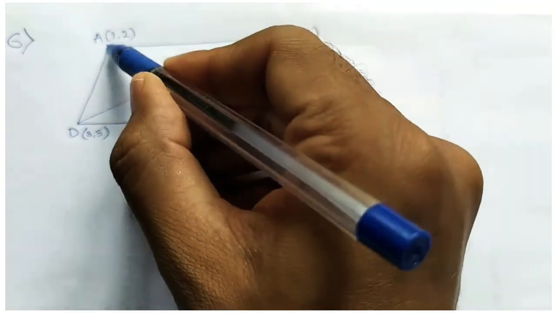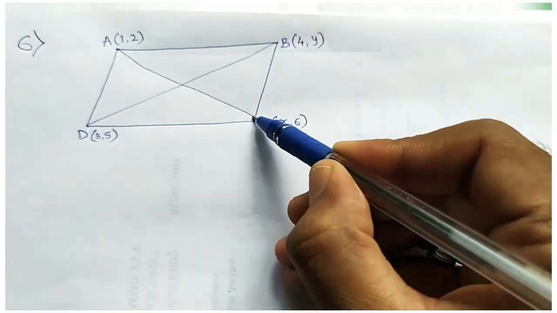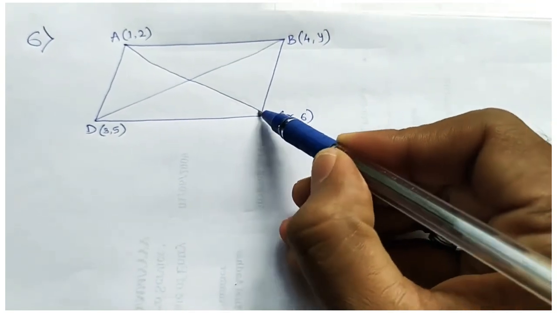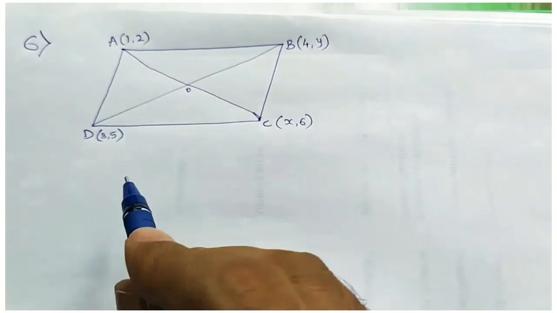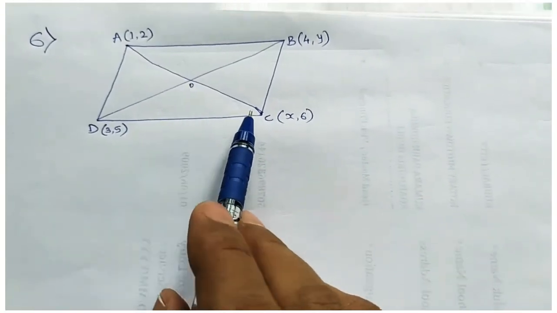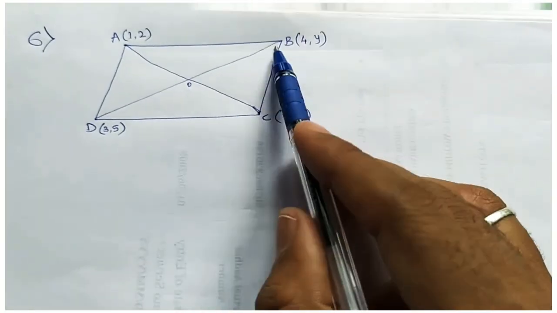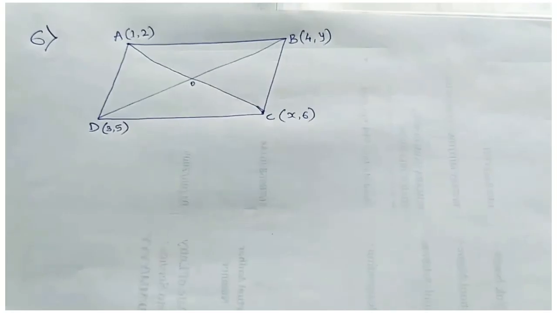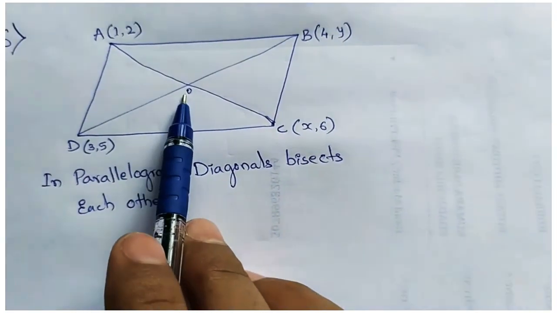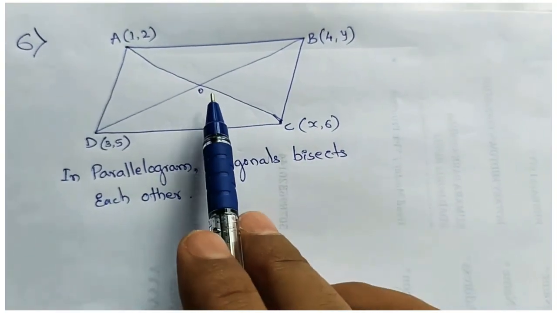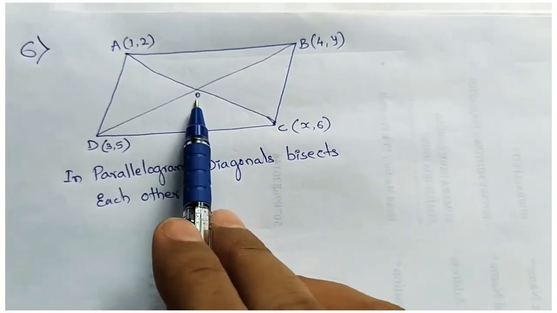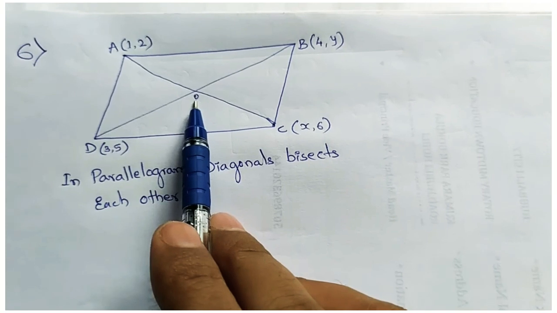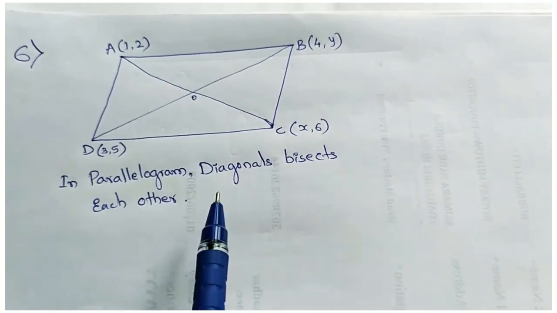The property of a parallelogram is that the diagonals bisect each other. What is the meaning of bisect each other? They will intersect at O, meaning AO equals OC, similarly BO equals OD. So O will be the midpoint of AC as well as the midpoint of BD. So by using the midpoint formula we have to find the x and y values.